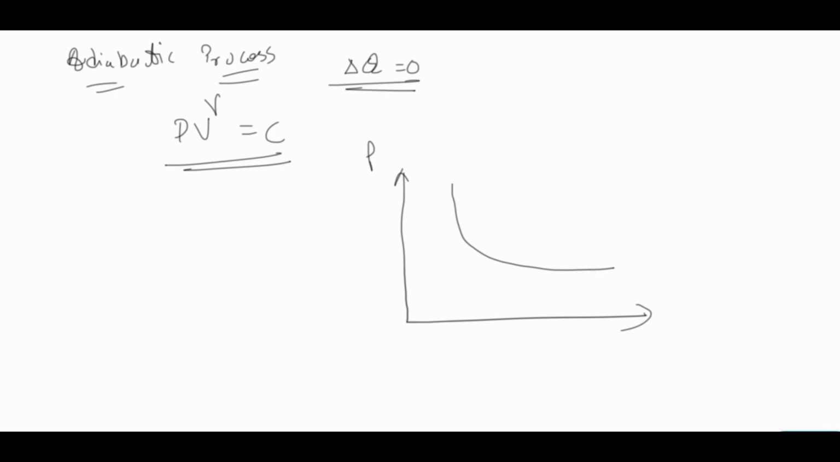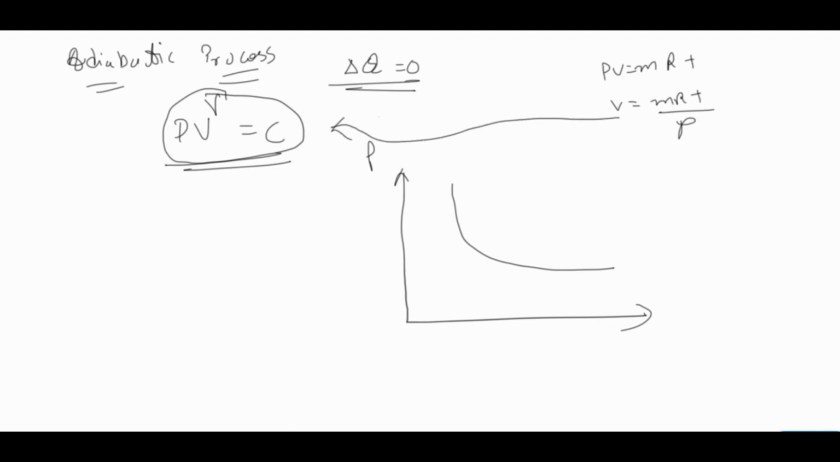Using this, we can derive the relationship between P and V, P and T, and V and T, by using the ideal gas equation PV is equal to nRT. This is very simple. If you want to find the relationship between P and T, just put V is equal to nRT by P here, and we eliminate V and get the equation in P and T. This is a very simple thing.